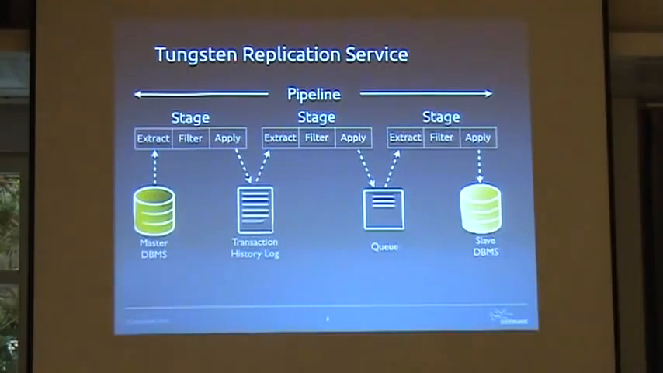Each Tungsten replicator can have multiple services. It's like having multiple replicators inside one operating system process. And each service has a pipeline. You can configure this pipeline manually or by using some Tungsten installation commands. And it's like a constructor. It consists of stages, and each stage has three steps: extract, filter, and apply. So you can extract from the database, filter a transaction, transform it, and apply this filtered transaction to the transaction history log or to a database. It depends on which stage you are. The idea behind this is that it is a building block for replication.